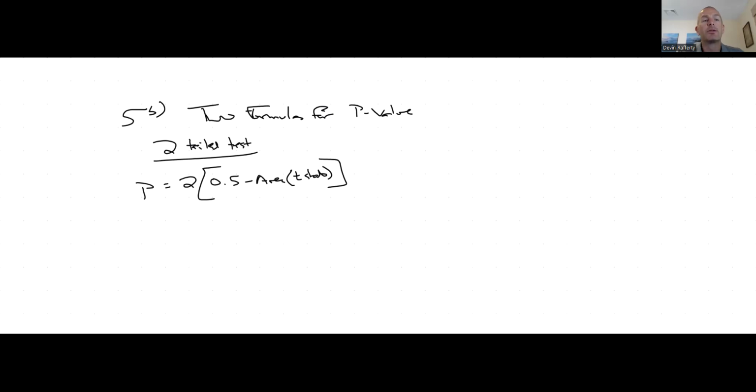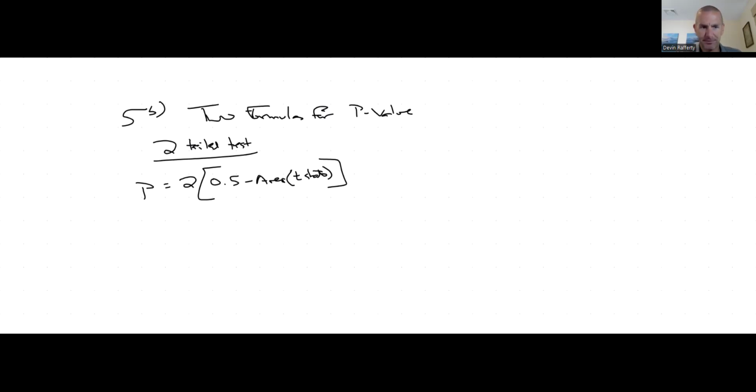So if you have a 2-tailed test, you have your test statistic, right? Ours was 1.15. You then need to get the area associated with that test statistic, whatever the area is. Once you get that area, you do 0.5 minus the area, and then 2 times that.